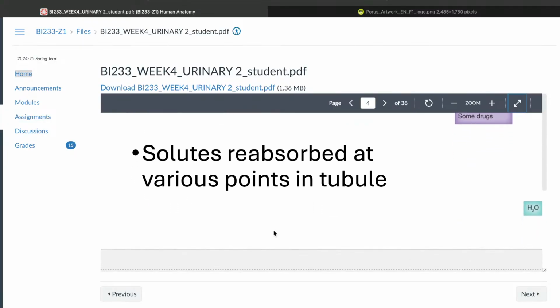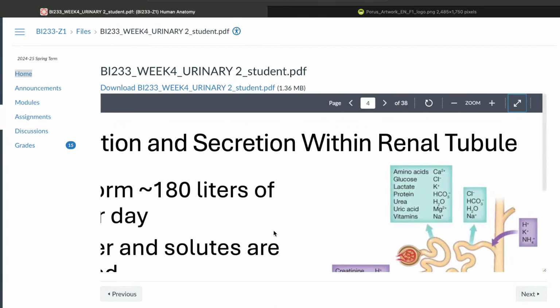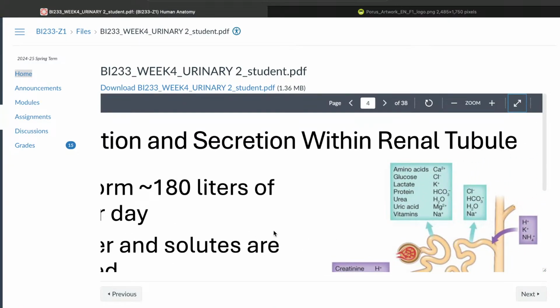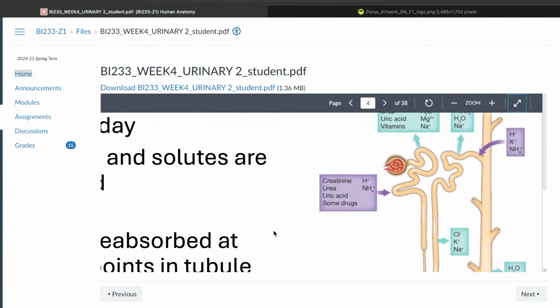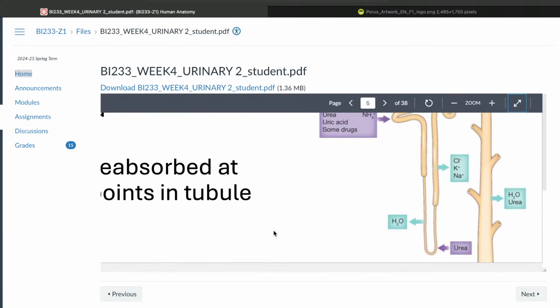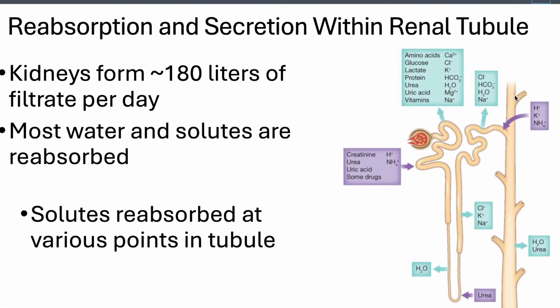Solutes are reabsorbed at various points in the tubules. This is going to be the meat and potatoes of week 4: remembering what is reabsorbed and what is secreted, and at which point. Here we have a little example. Some general patterns to pick up on: most of the reabsorption is going to occur at the proximal convoluted tubule. See how this box is so much bigger? And most of what's going to be secreted is at the proximal convoluted tubule.